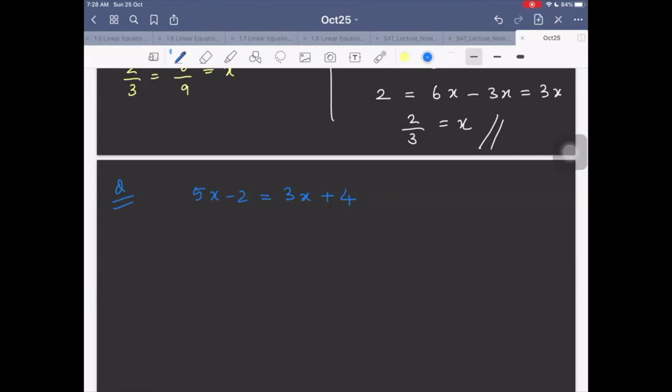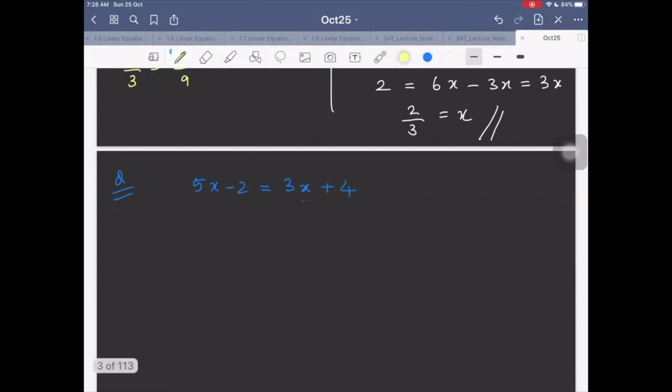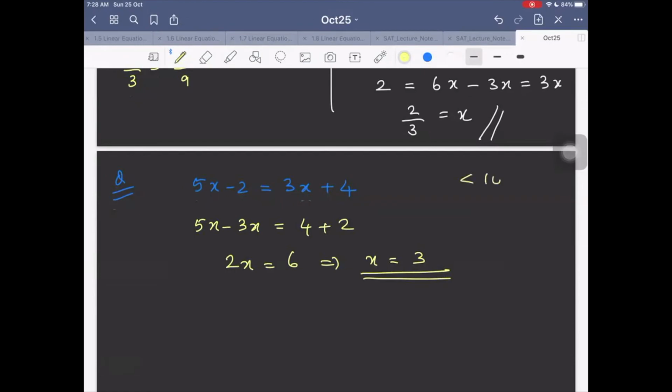Okay, that was pretty quick. Cool, very cool. So you take 3x to the other side. We have 5x minus 3x is equal to 2 to the other side, 4 plus 2. 5x minus 3x is 2x is equal to 6. So we have x is equal to 3. You were able to do this in less than 10 seconds, right?